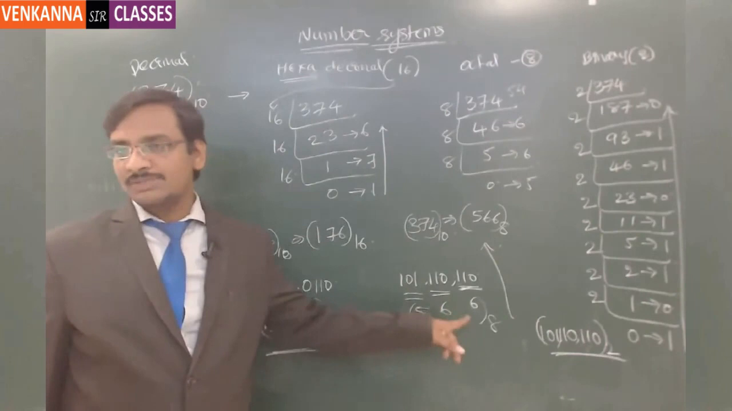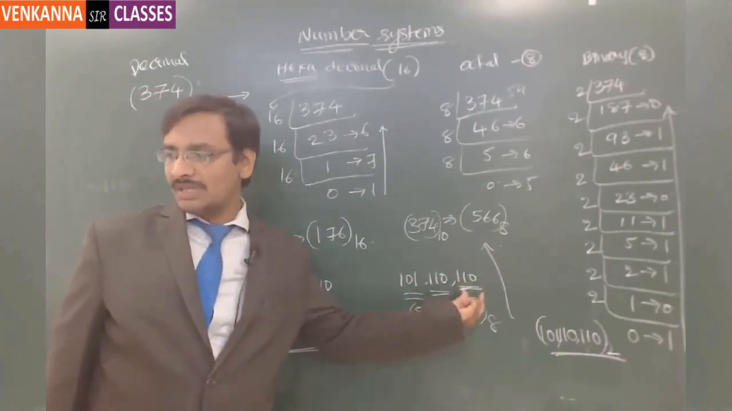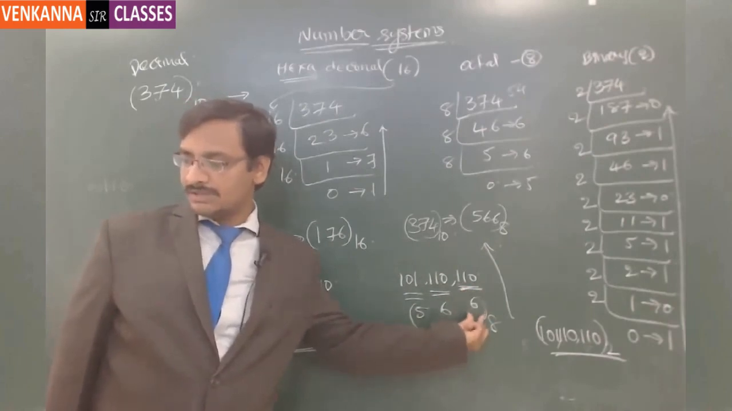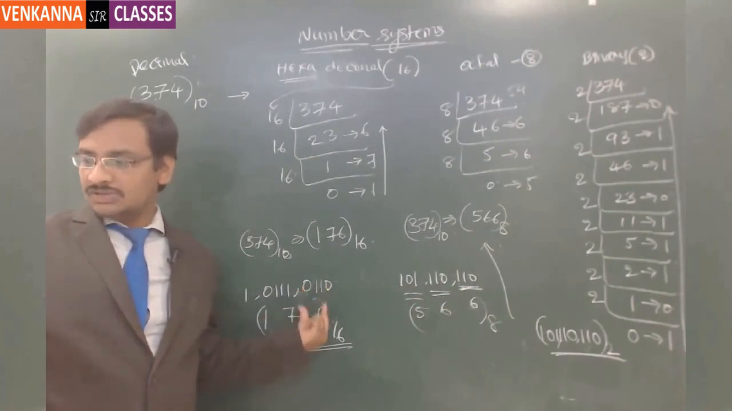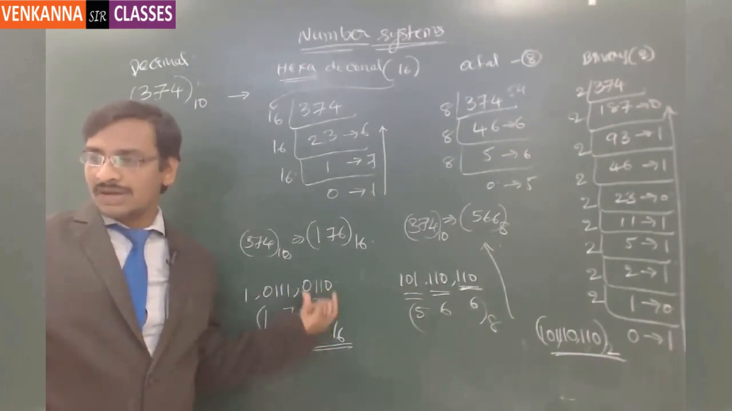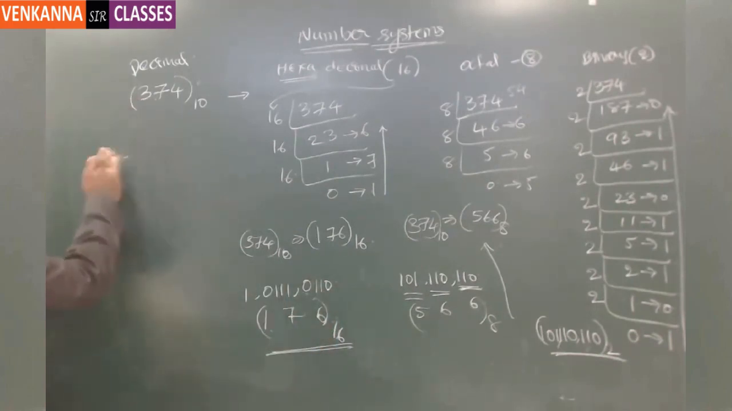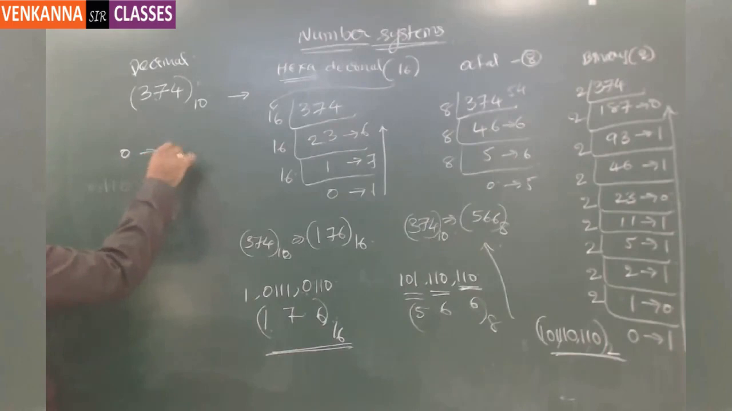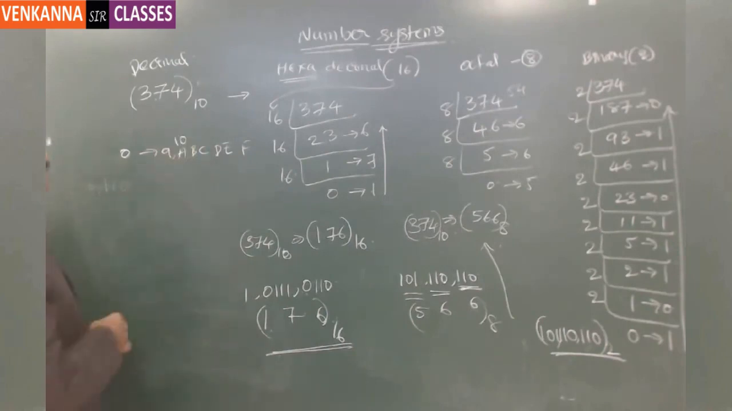Here the decimal equivalent of this 110, whether it is base 8 or base 10, is always the same: 6. But suppose the decimal equivalent, let us say, is 13. Then you cannot keep it as 13 here. You have to write the symbol corresponding to 13. In the hexadecimal number system, we use 0 to 9, and then after 9, A, B, C, D, E, F. These are the 16 symbols we are going to use. In these 16 symbols, A is equivalent to 10 in our decimal number system.